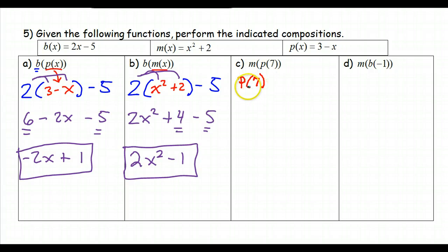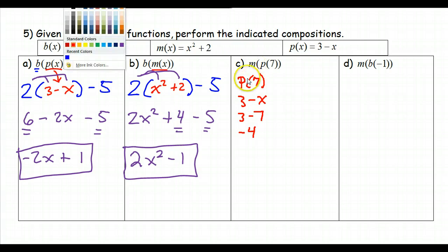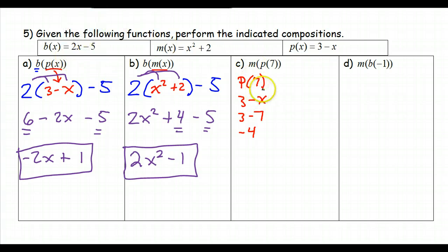So p at 7. Of course, this just means substitute 7 into function p. So this becomes, because function p is 3 minus x, this becomes 3 minus 7, which of course is negative 4. Okay, so that's the value of p at 7. Now we can go ahead and do the other part.